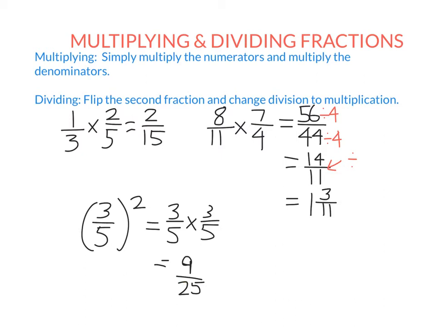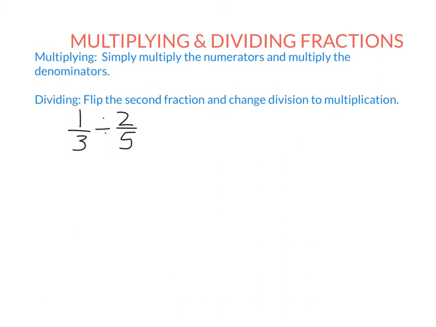All right, let's now have a look at dividing fractions. So earlier we looked at a third times 2/5. Now we're going to do a third divided by 2/5. So we keep the first fraction exactly as it is. We flip the second fraction. Only the second fraction gets flipped. And we change this divide to a times. So it becomes a third times 5 over 2.